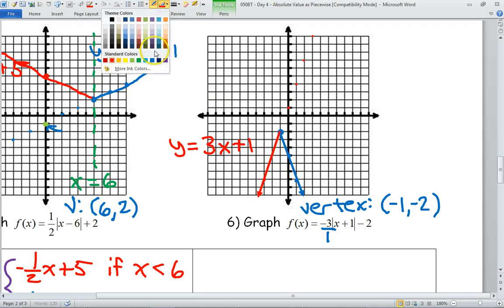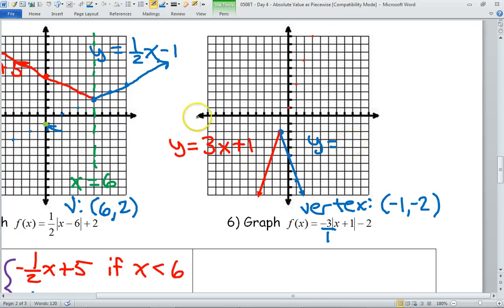Now, let's do the other part, the blue part. Y equals, let's see. I need to talk to Margaret or Edgar or somebody else in 7th period. What is the slope of this blue line? Yeah, well, if this one's positive 3, you know this one's going to be negative 3. So that's going to be negative 3x. What's the y-intercept of this blue one, class? It's negative 5. It's right there. So negative 3x minus 5.